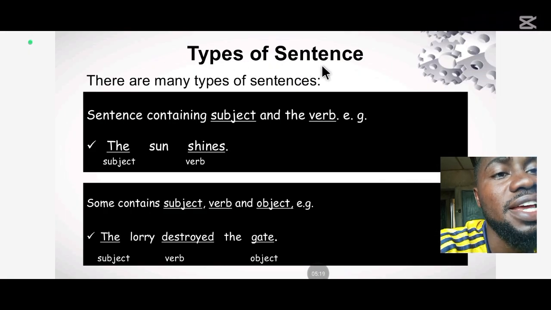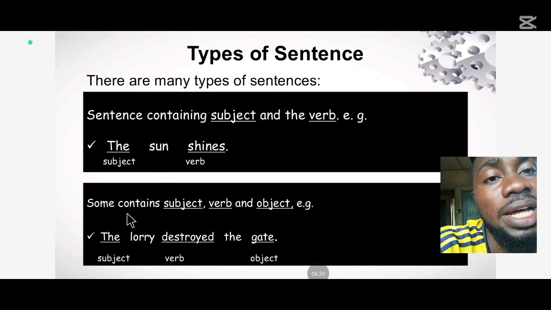Moving on to the next: types of sentences. There are many types of sentences. The first one contains the subject and the verb: the sun shines. The subject comes before the verb. This is the verb here, and the sun is the subject.